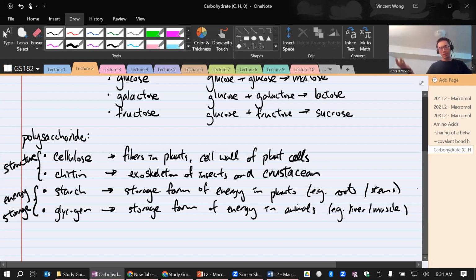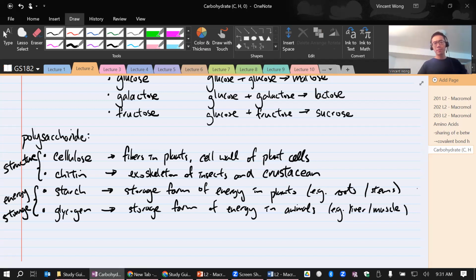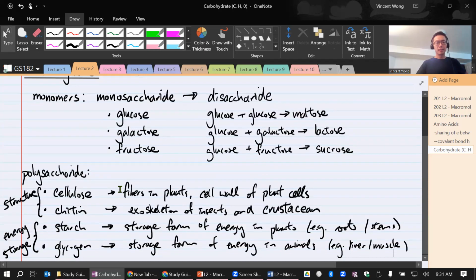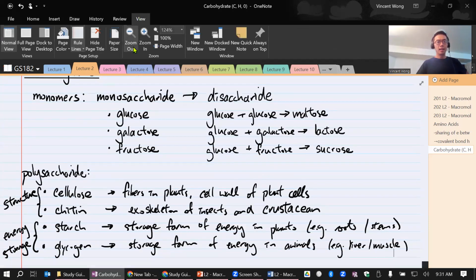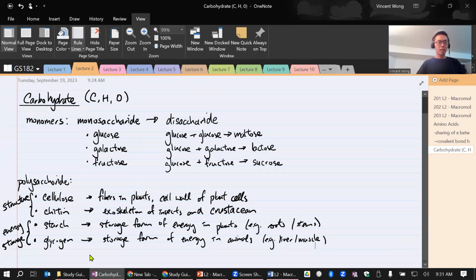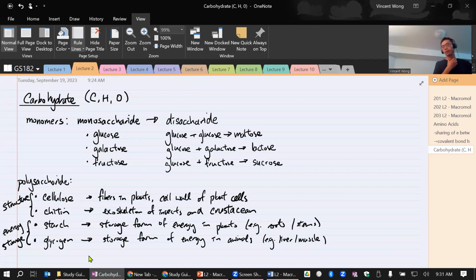I will post this afterwards, of course, okay? But try to copy as much as you can. That's pretty much it for carbohydrates. Those are the key things to remember. And of course, there are little things like food sources, but that's simple. You can get it from rice, potato, candies, dairy products, right?